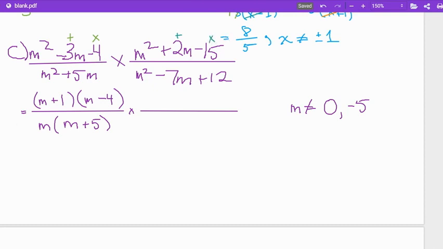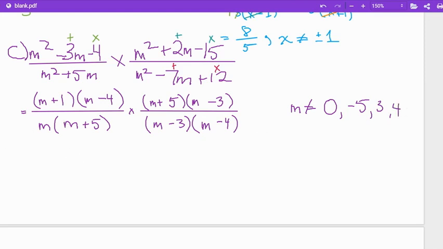Adds up to 2, multiplies to -15. Okay, it's going to be 3 and 5. And because it has to add up to 2, it has to be +5, -3. Okay, and let's simplify. So let's factor this last term. So what adds up to -7 multiplies to -12? It's going to be -4, -3. Okay, everything is factored. Beautiful. Let's see if we have any more restrictions. Yes, we have a restriction that m cannot equal 3 and m cannot equal 4.